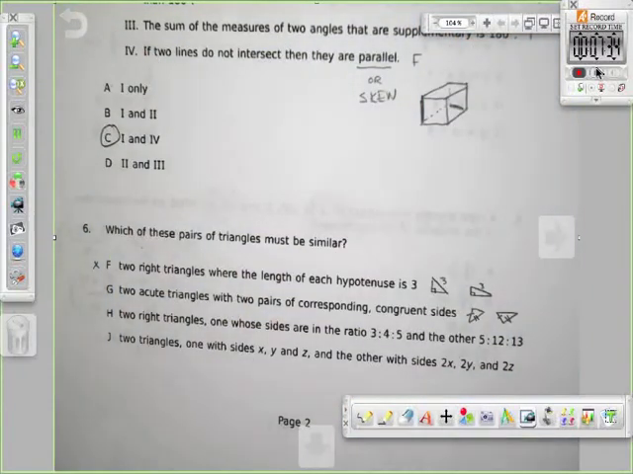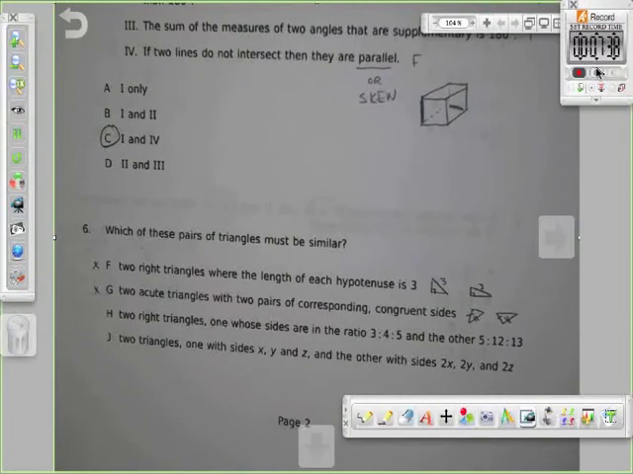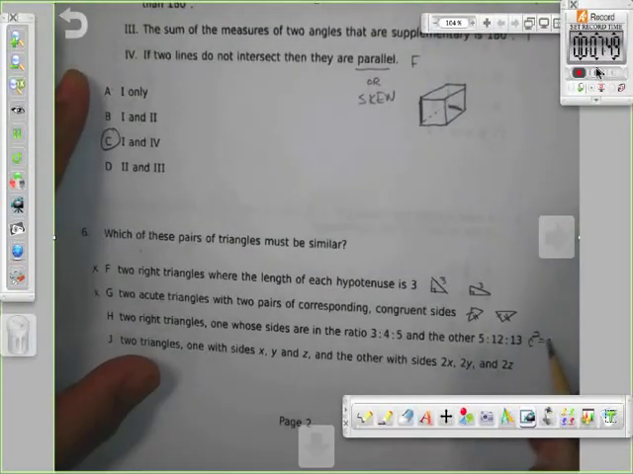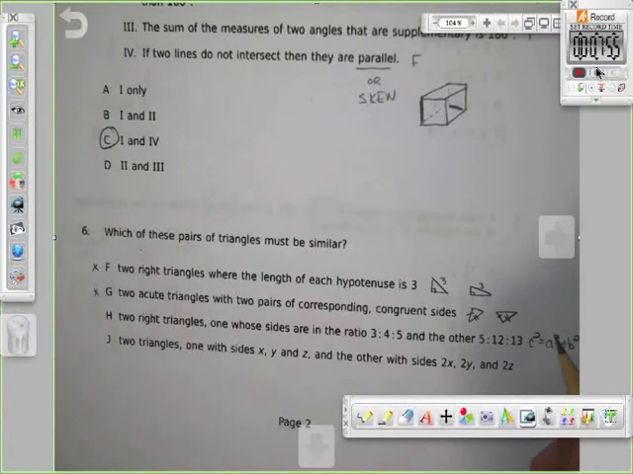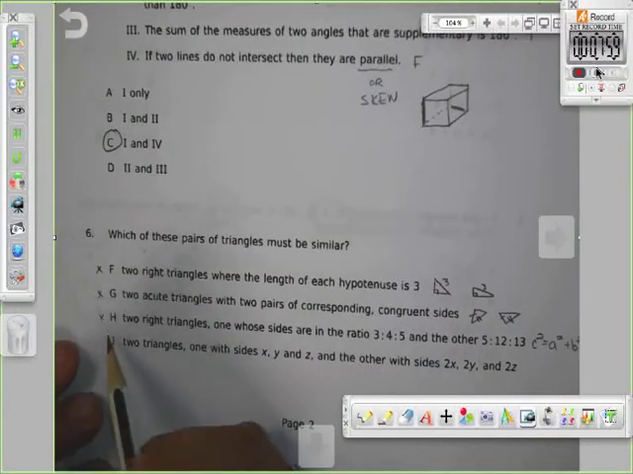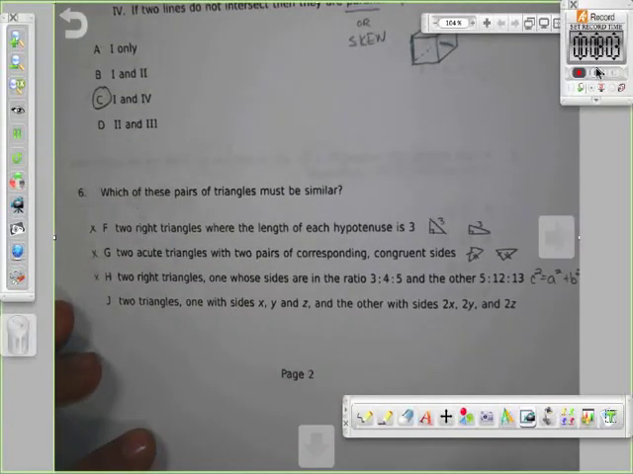Just because I have two side lengths that are the same doesn't mean that the triangles have to be the same. So no, it would not be similar. So I wouldn't select that one. H, two right triangles where one has sides in the ratio 3, 4, 5 and the other 5, 12, 13. Well, these are actually Pythagorean triples. And even though they satisfy the equation c squared equals a squared plus b squared, that doesn't necessarily make them similar triangles. So I wouldn't choose that one.